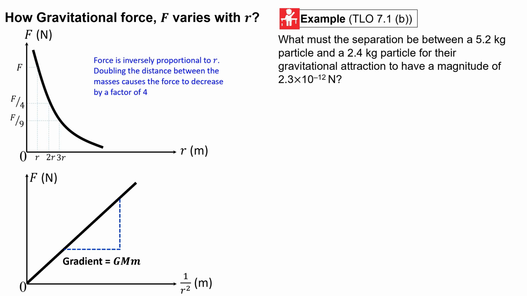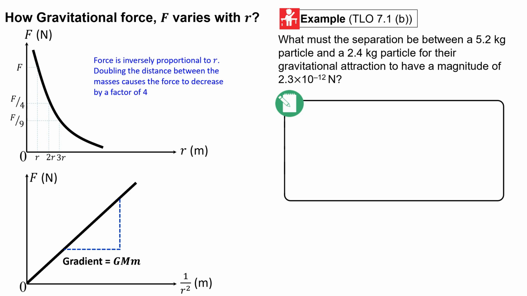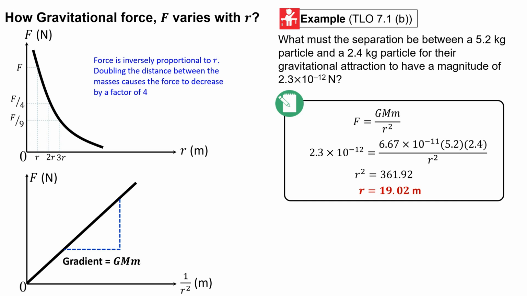So how are we going to solve this question? We know that the equation for gravitational force is given by F equals G m M over r squared. And we are already given the values of the force and the two masses. So substitute all the values in the equation. And from the calculator, we will get the value of r, or the separation distance between the two objects, equals 19.02 meters.